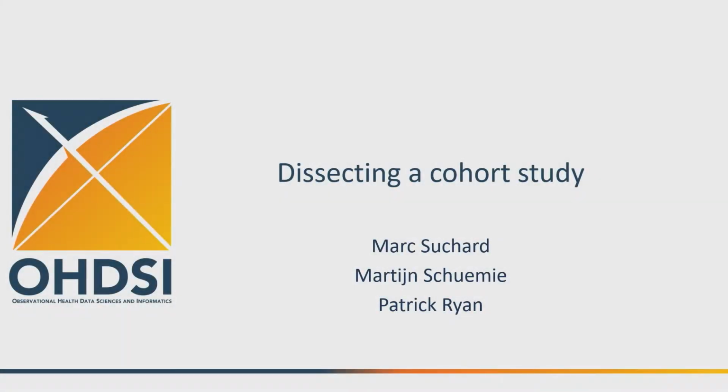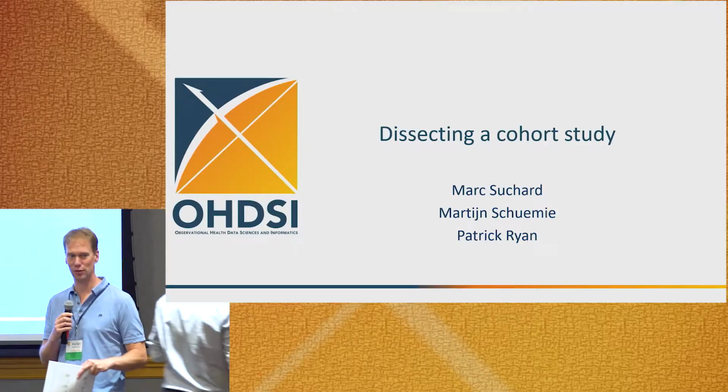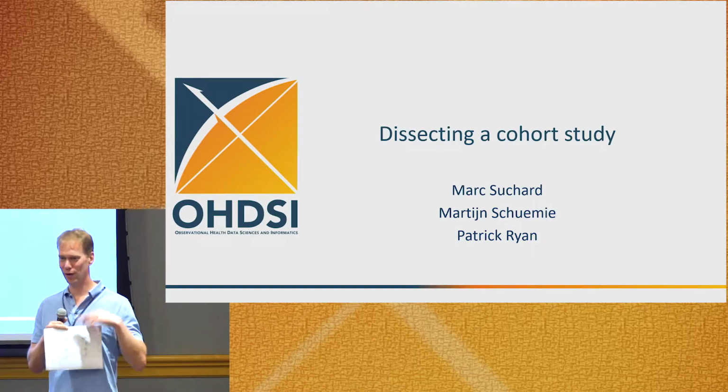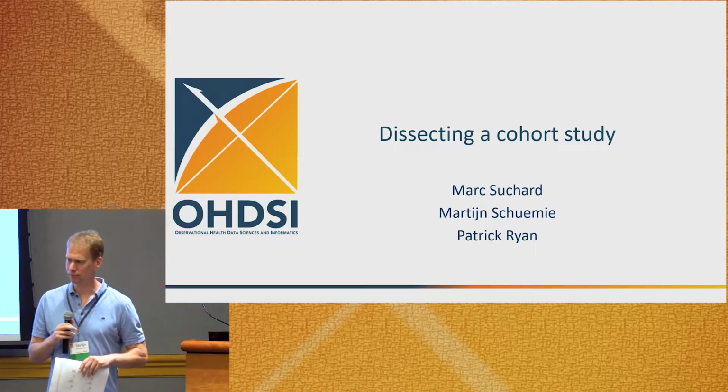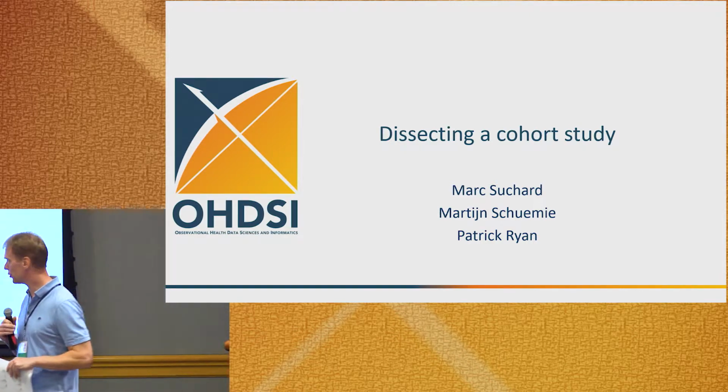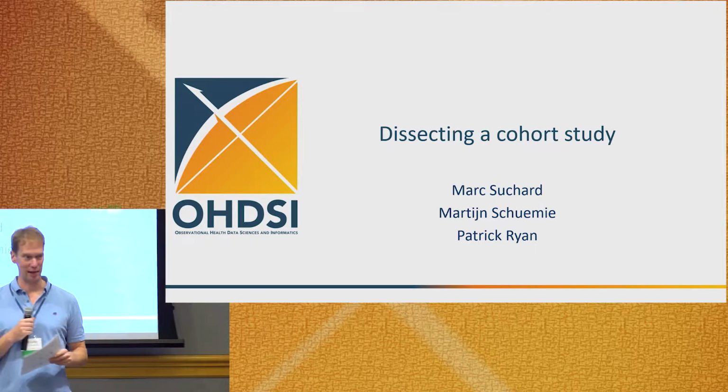So for this next exercise, we're actually going to continue thinking about this framework as we just described it. So what are your TCO, time at risk, and your outcome model? And in order to do that, now we're actually going to look at somebody else's study.